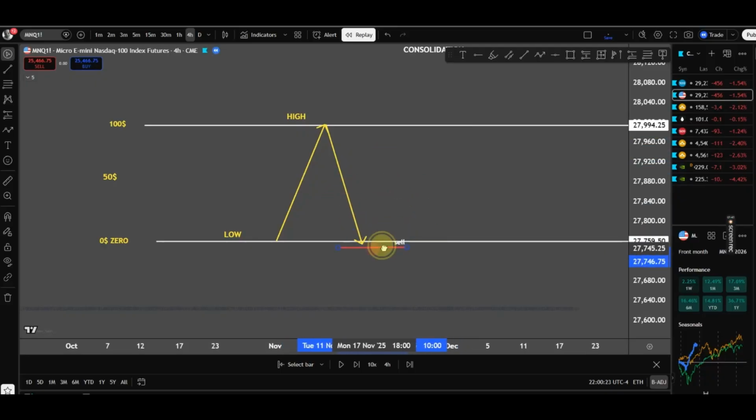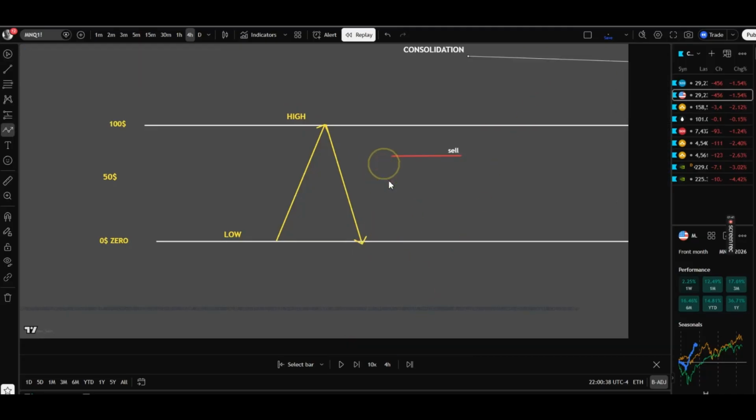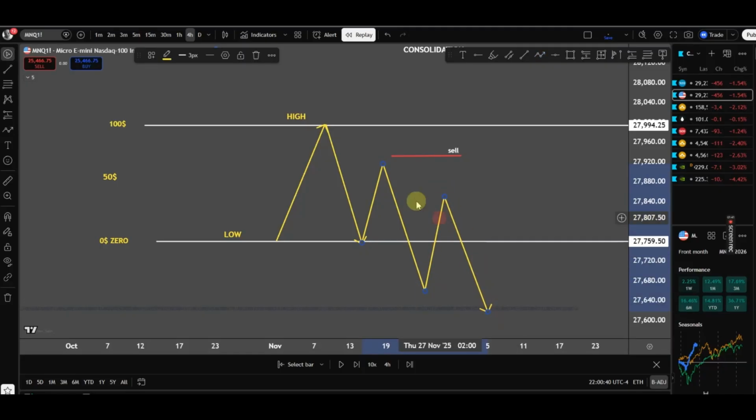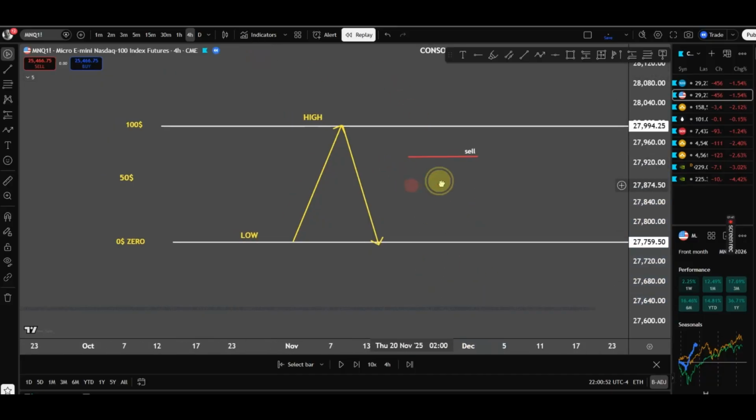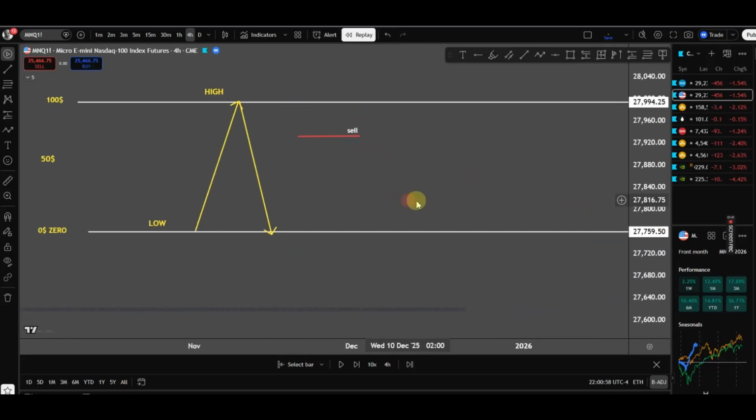Now people are thinking just because we made this low, that we're going to make a lower high than this high, that we're going to make a lower high right here, and then come all the way down here. So they think we're going to make a low, then a lower high, lower low, lower high, lower low. Like I said, this is the original high. This would be a lower high, and then this would be a lower low. This would be a lower high, this would be a lower low. Okay, that's a downtrend.